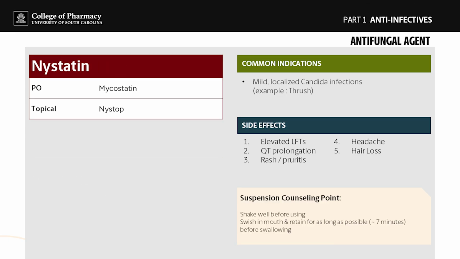Now let's look at one that's still an antifungal, but just a little bit different. It is called nystatin. That's the generic name for Mycostatin or Nystop. Mycostatin is the oral version. It can be in suspension or a tablet, and Nystop is a powder that contains nystatin. And this antifungal agent is really good for a mild localized candida infection. Example of this would be thrush.